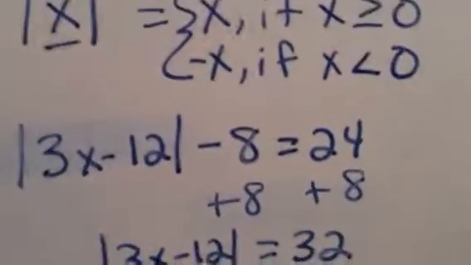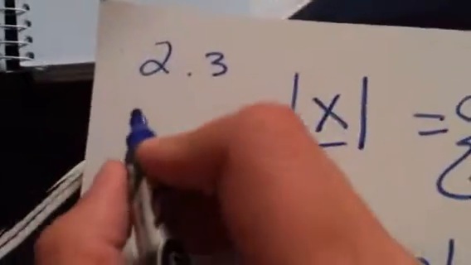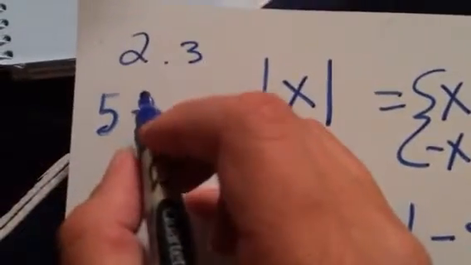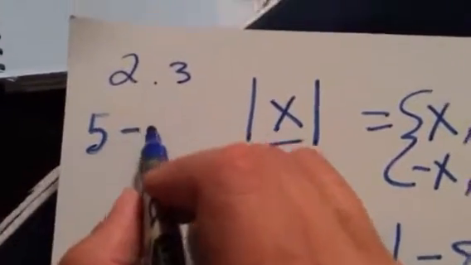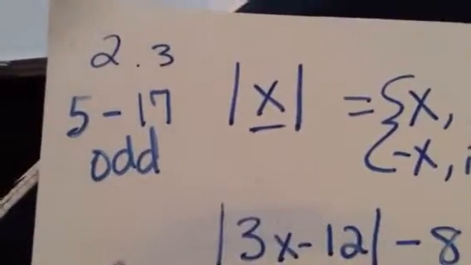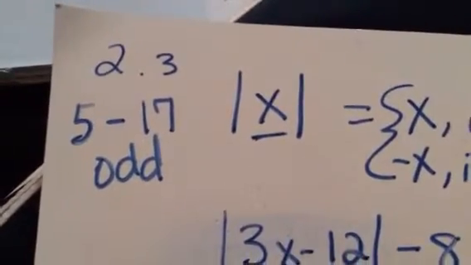And I want you to do, for 2.3, problems 5 through 17 odd. Okay? And if you have any questions, just let me know.